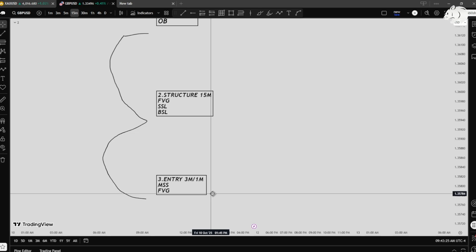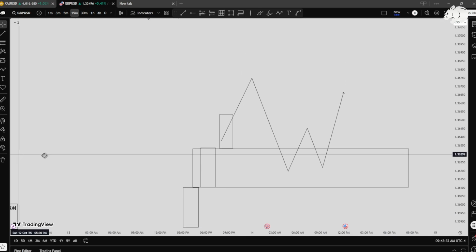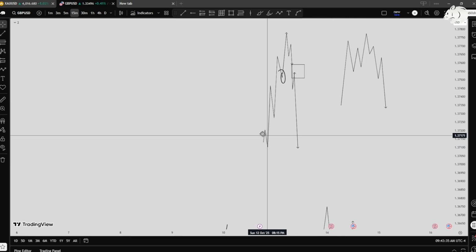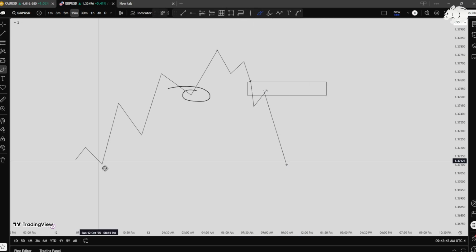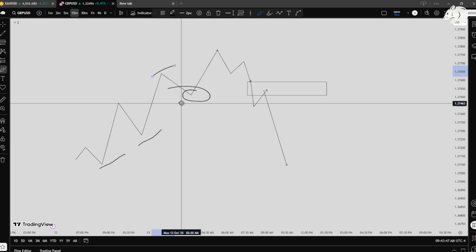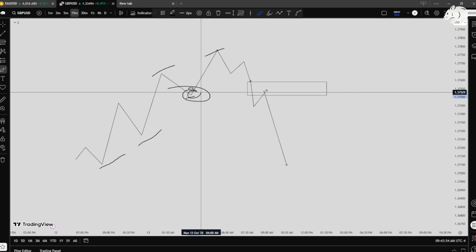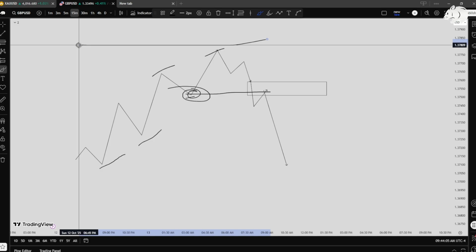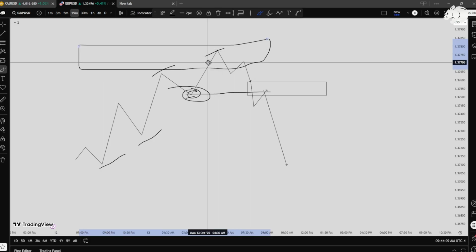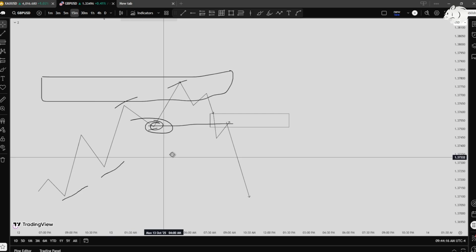Now I will show you what the MSS is. MSS is nothing but a shift to confirm that the market has changed its direction. You can see the market is going up, making higher highs and higher lows. But then the market breaks that previous higher low and changes the structure. This structure change needs to happen at any type of fair value gap, order block, or liquidity sweep, anything can work.